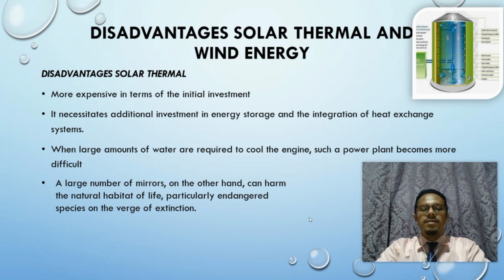Among that, the disadvantages of solar thermal are related to ecological issues. A large number of mirrors, on the other hand, can harm the natural habitat of wildlife, particularly endangered species on the verge of extinction. The expansion of power plants is one of the primary causes of rapid deforestation.